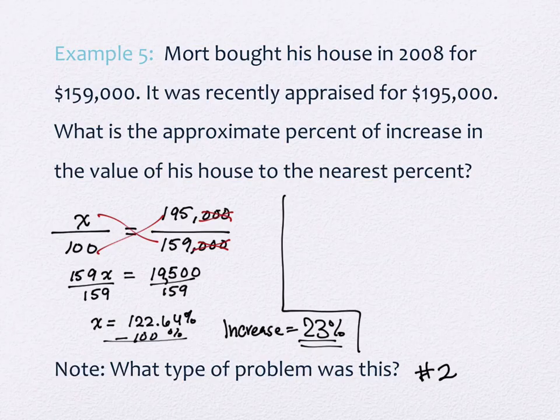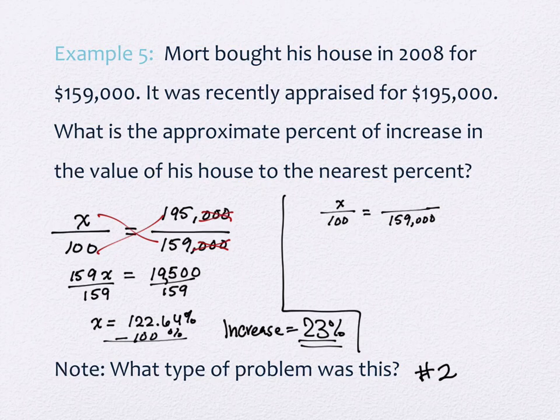So let me show you the less natural way of setting it up that gives you the answer right away, kind of like our softball question. We want to know what the, there we go. The percent was out of 100. The original price of the house, 159,000. But what we really want to know is not what the new percentage is, but what the increase is. If it was worth 159,000 and now it's worth 195,000, what is the increase in the value?